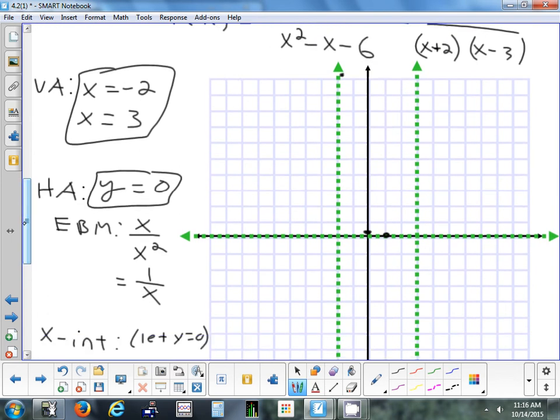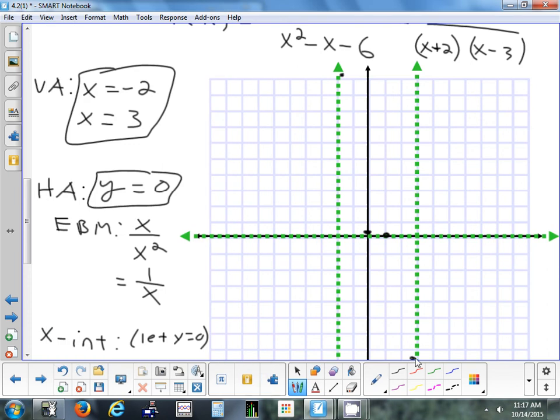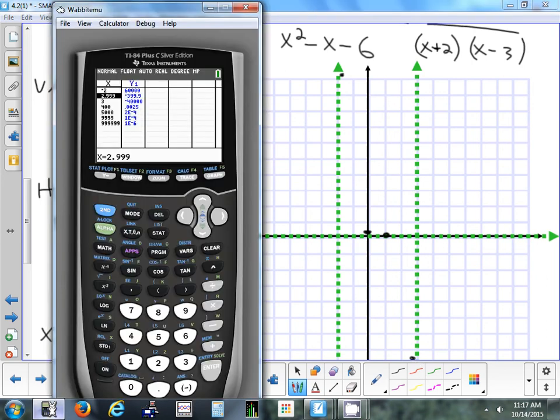Now we're going to do the same thing at 3. Check the behavior on each side. Let's do 2.999. If you want to go even closer, you can, but I think we get the idea. At 2.999, it's heading towards negative infinity. Negative 400. On the other side, it should be heading towards positive infinity, but let's check 3.001. It's up at 400, so it's heading way up.